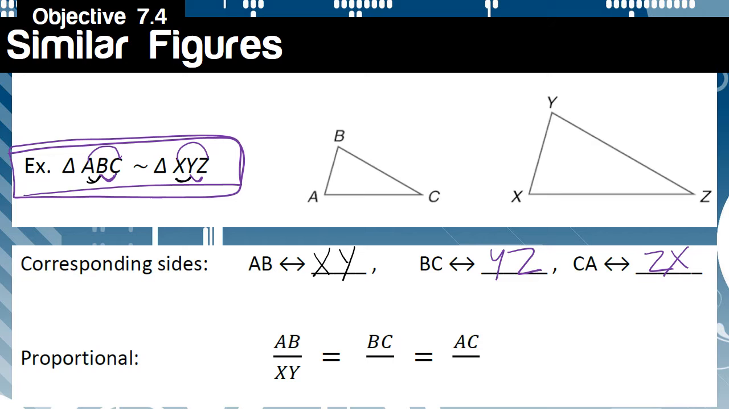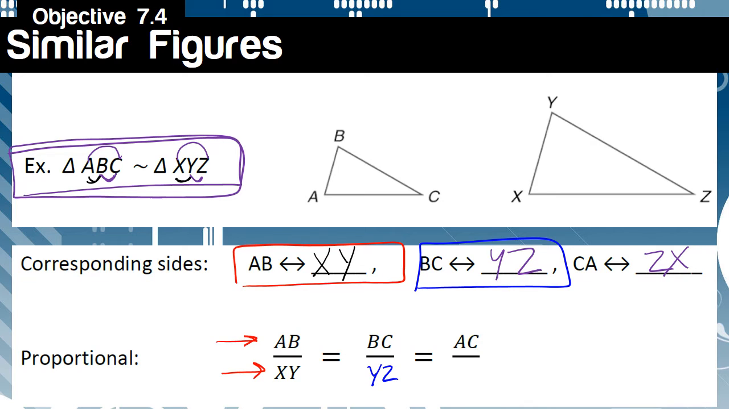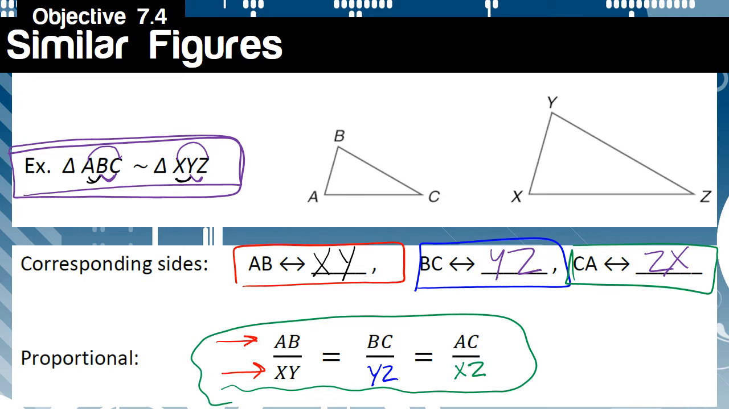In doing this, we can set up a proportion that will help us solve if we need to find a missing side length. Our first triangle is in the numerator, and our second triangle is in the denominator. So the corresponding side AB would be over XY, BC would be over YZ, and last but not least, CA, or AC, would be over XZ. This proportion gives us useful information in figuring out side lengths.